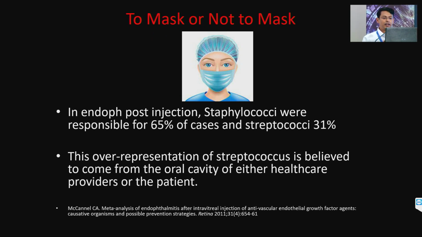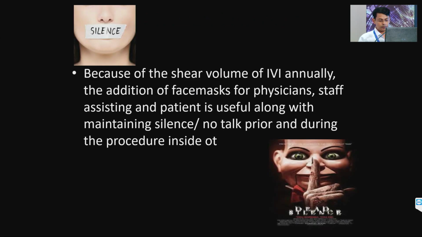If you look at the infection rates for endophthalmitis post-injection, staphylococcus was seen in around 65%. However, streptococci was quite high. Streptococci in post-cataract endophthalmitis are very, very few, in single digits. However, in post-injection it's as high as 31%. This is believed to come from the oral cavity, either of the healthcare provider or the patient. So due to sheer volume, it's ideally good to wear a mask.